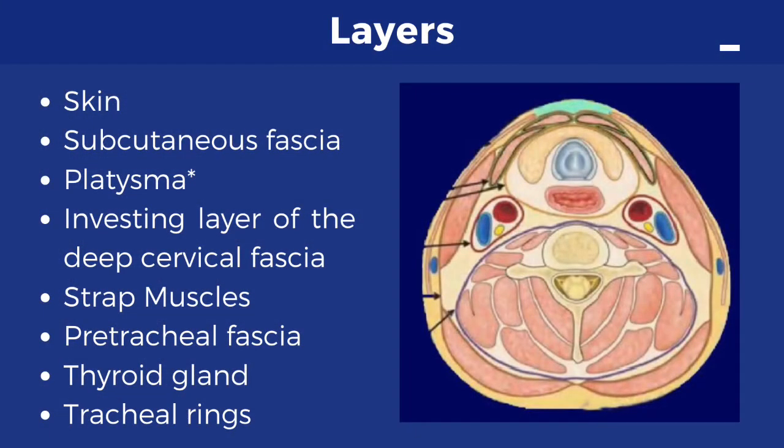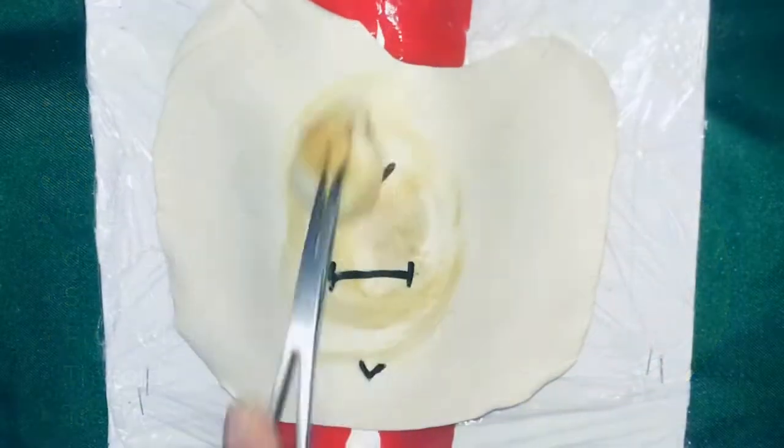Traversed during tracheostomy are the skin, subcutaneous fascia, sometimes platysma, investing layer of the deep cervical fascia, strap muscles, pretracheal fascia, thyroid gland, and the tracheal rings.